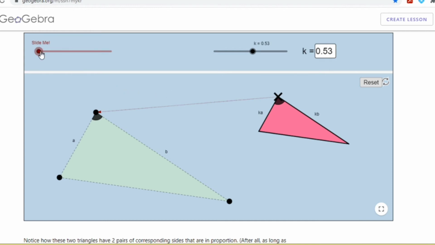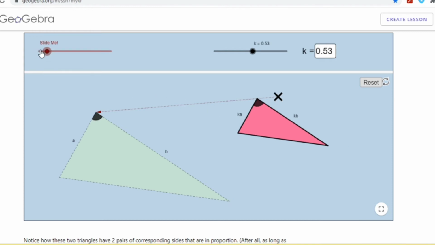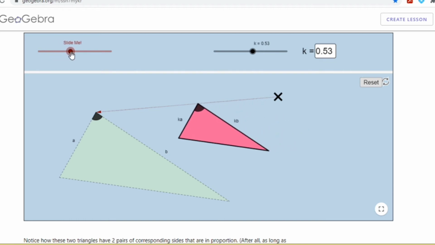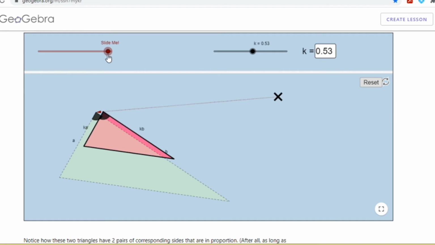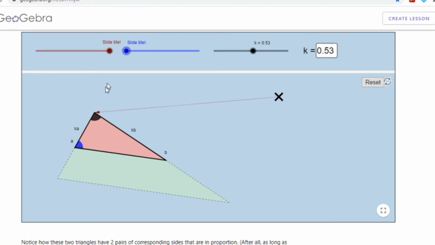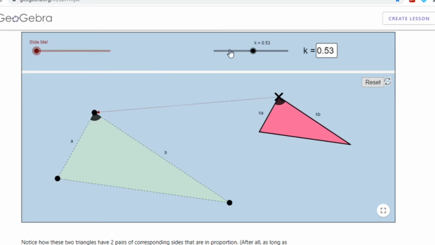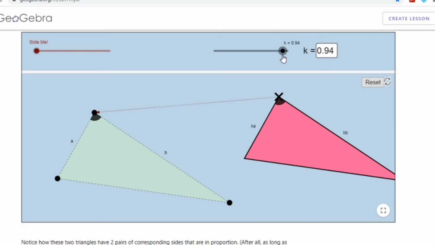So if I slide it slowly, what happens? Let's see. Okay, so it's moving, and we are going to check whether this black angle, the included angle, is equal or not. Yes, it is equal. So let's see what happens when we change the scale factor. That means if we increase the size of the pink triangle, there comes a time when it becomes equal to the white triangle.